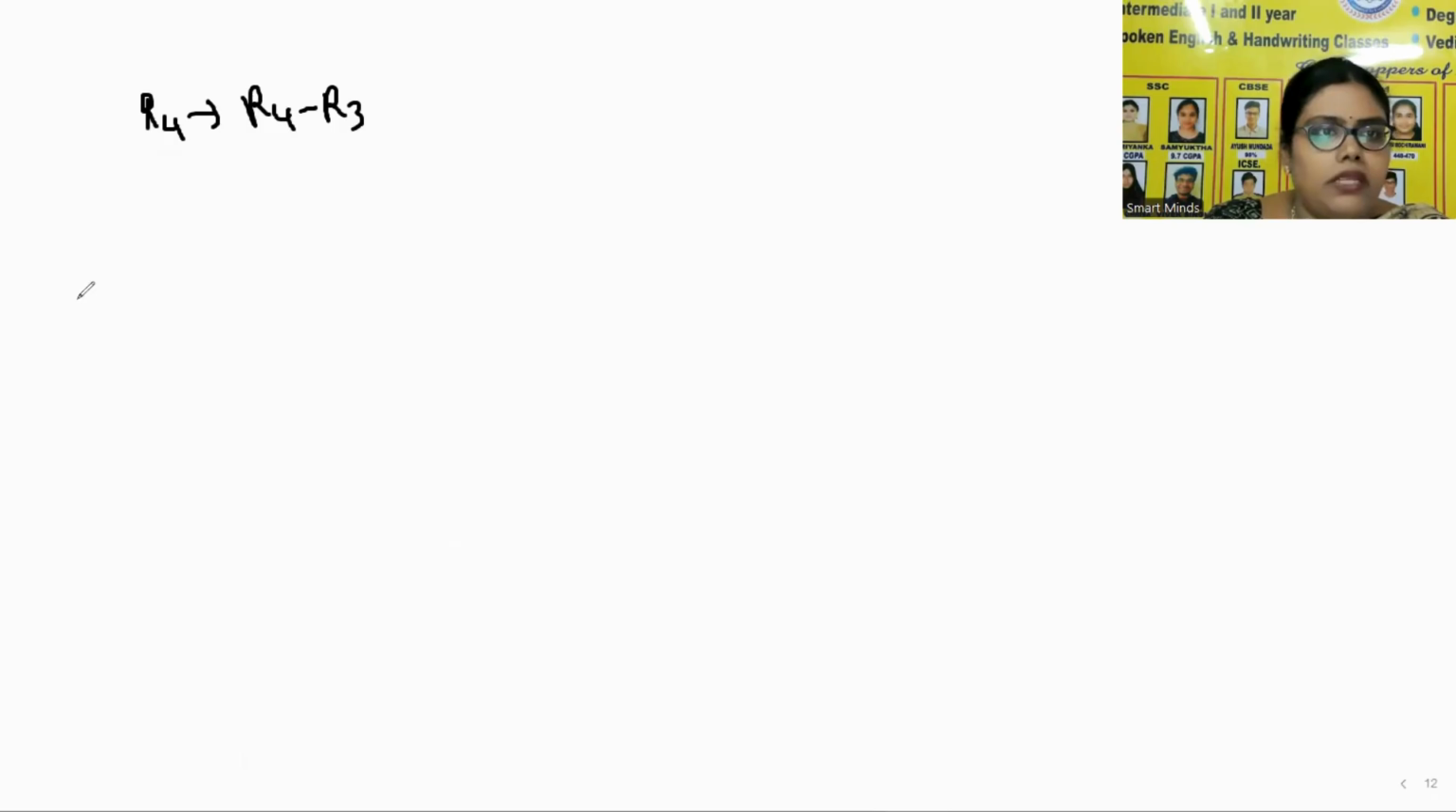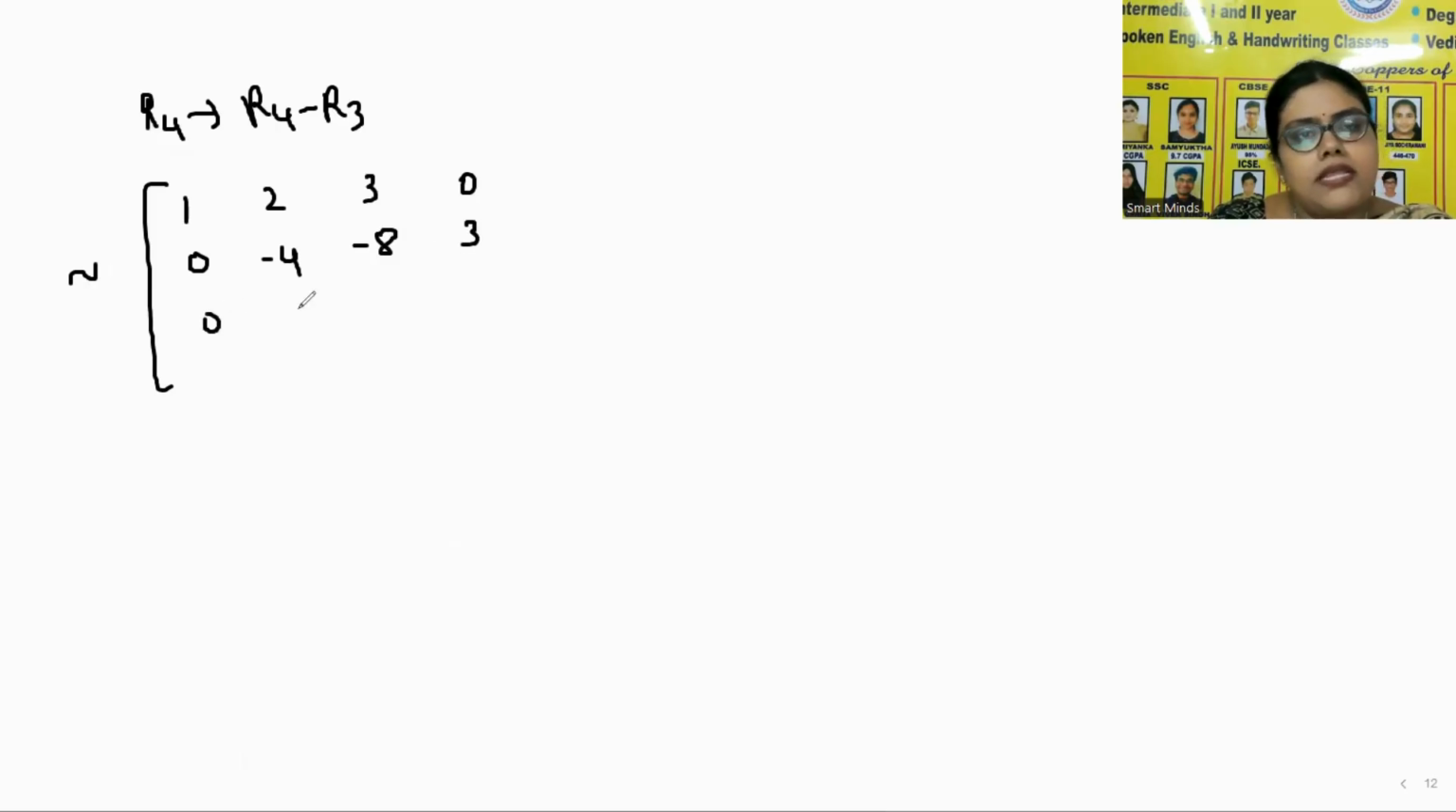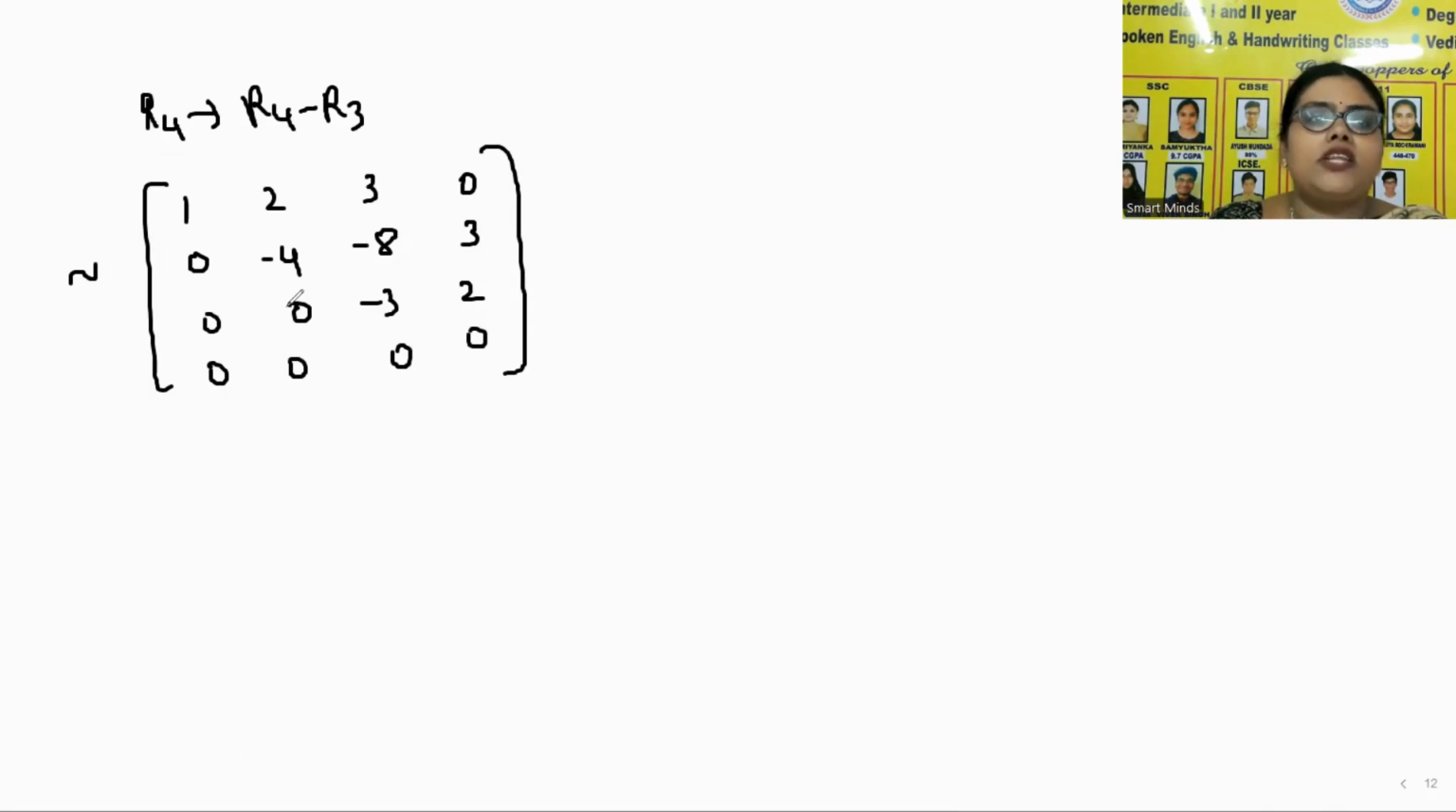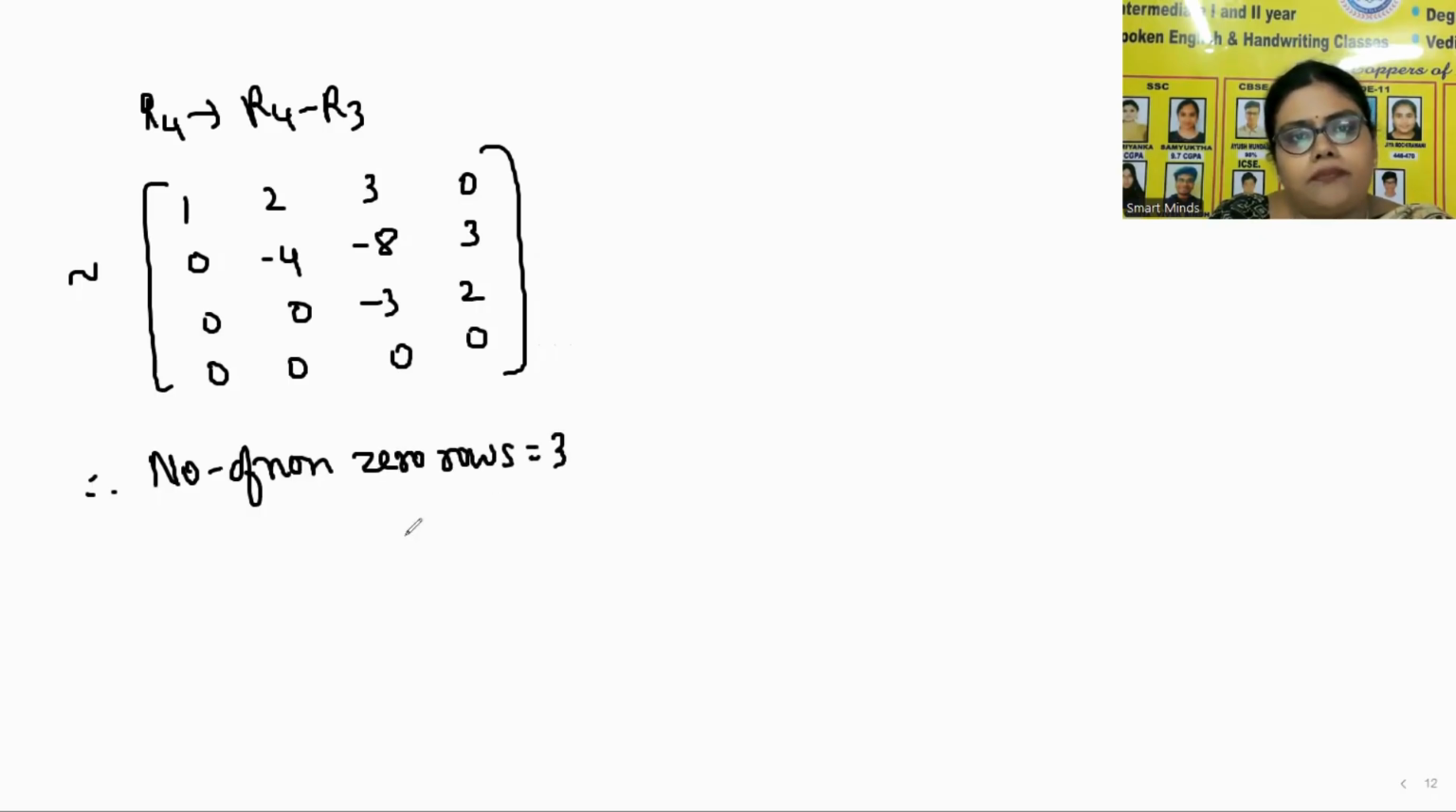So what do we get over here? First three rows are same. 1, 2, 3, 0. 0, minus 4, minus 8, 3. 0, 0, minus 3, 2. 0, 0, 0, 0. So you can see there are three non-zero rows because only the last row is all zeros. So first three are non-zero rows. Therefore, number of non-zero rows is equal to 3. Hence, rank is 3.